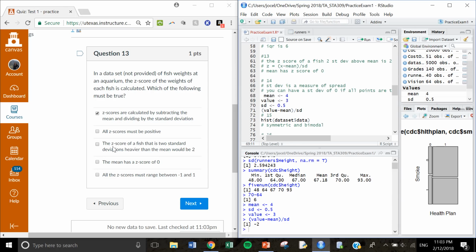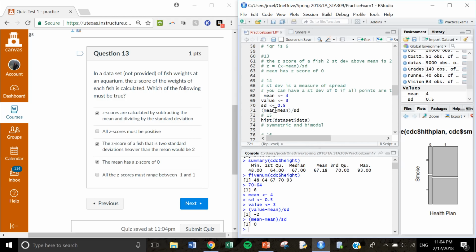The z-score of a fish that is 2 standard deviations heavier than the mean would be 2. That's right. The z-score basically means the number of standard deviations away from the mean. So if something is 2 standard deviations above the mean, then it's going to have a z-score of 2. This fourth one we already talked about. The mean has a z-score of 0. So mean minus mean divided by standard deviation, we get 0.